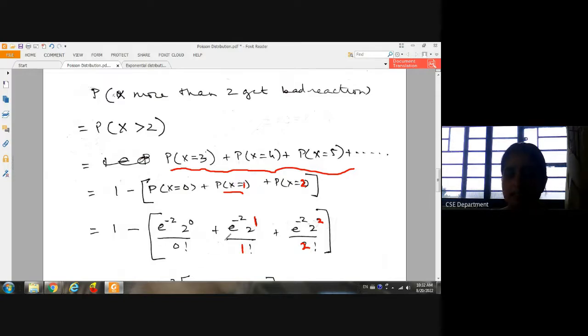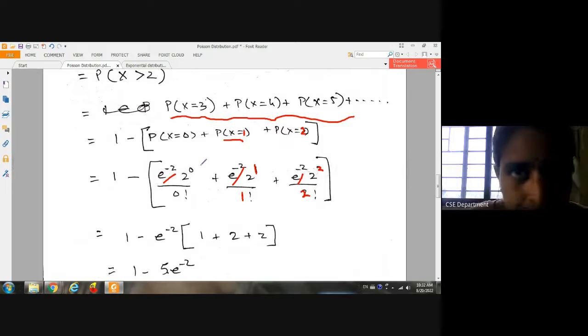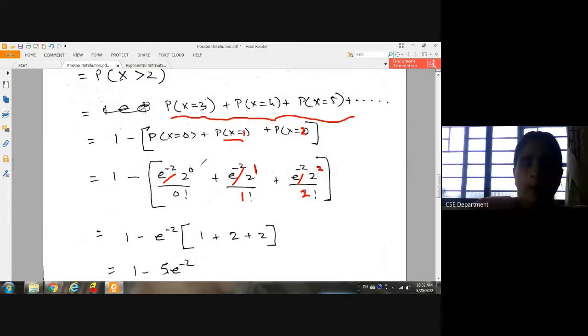So this is the value. To find the value, let us simplify. e power minus 2 is there everywhere, so we can take that common. 1 minus e power minus 2, take it common. What will remain? 2 power 0. Anything power 0 is 1. So 1 by factorial 0 is also 1, 1 by 1. We got 1 here.